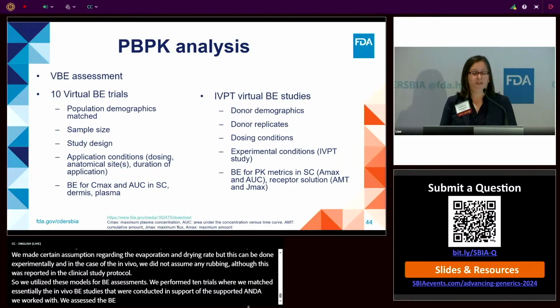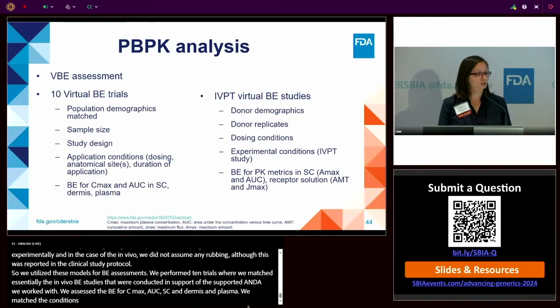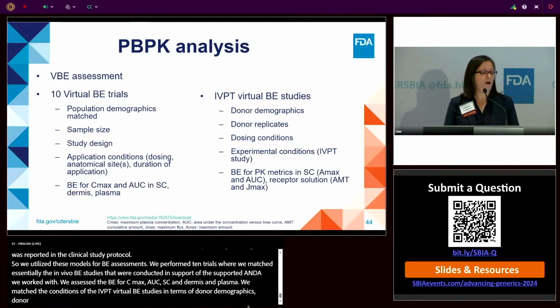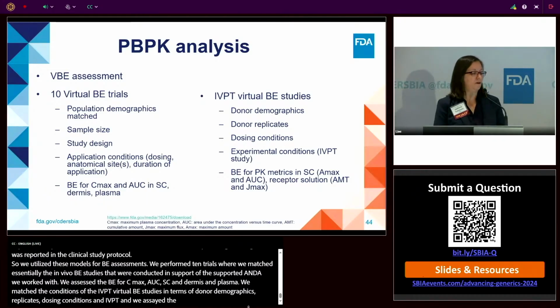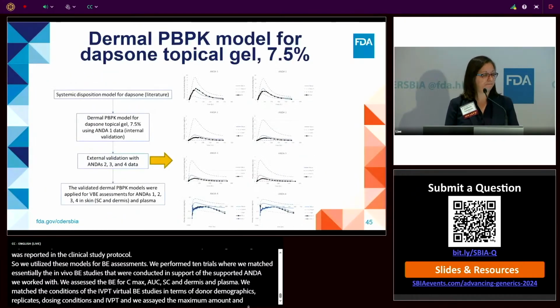In terms of the IVPT studies, we again matched the conditions of the IVPT study in terms of donor demographics, replicates, dosing conditions, and the experimental conditions. And we assessed BE for maximum amount and AUC in the stratum corneum for Dapsone, and cumulative amount and Jmax of Dapsone in the receptor solution.